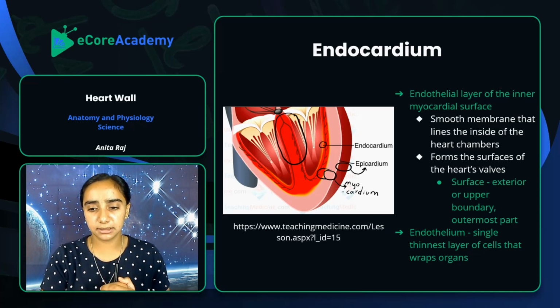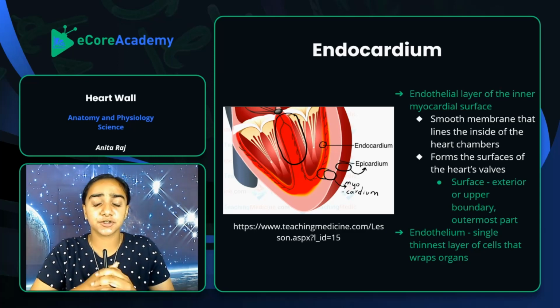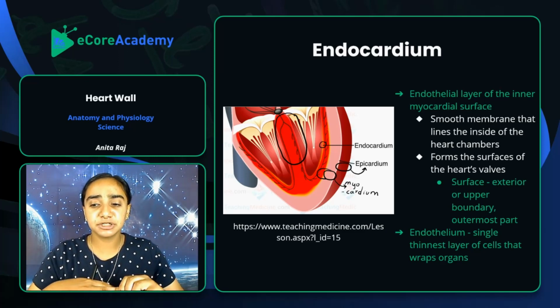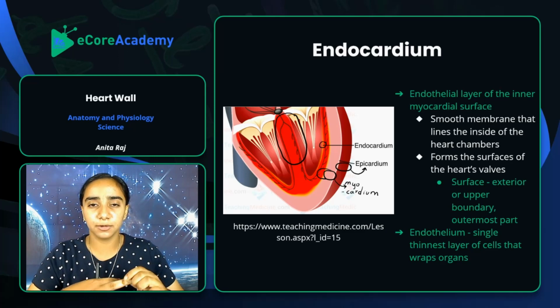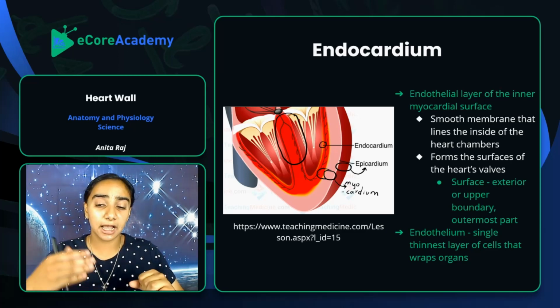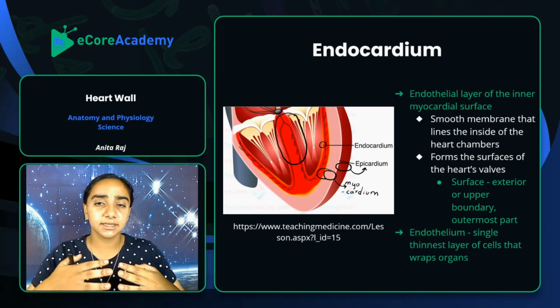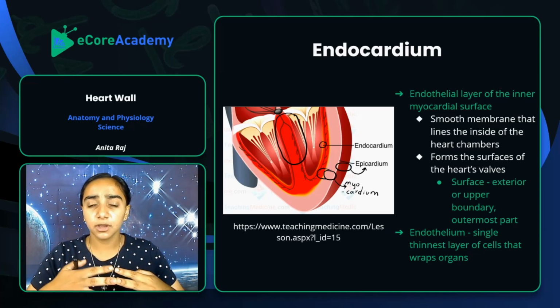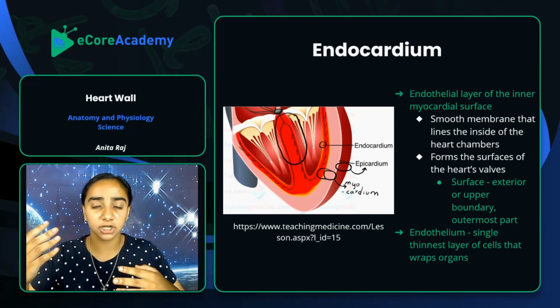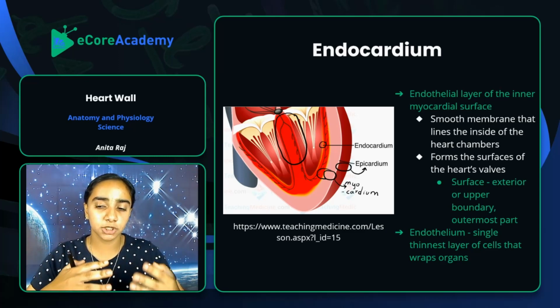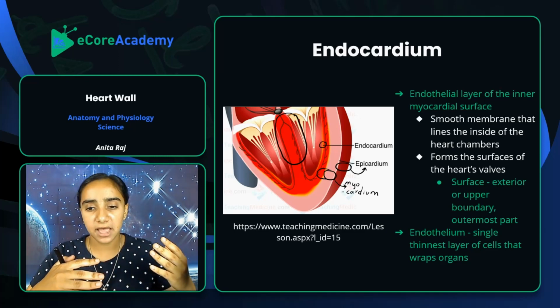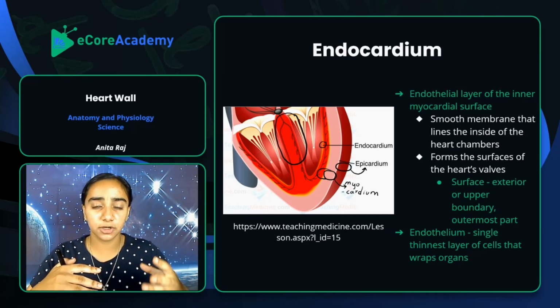So those are the main layers of your endocardium itself. And like a review I've written on the screen, the surface, you're going to see it quite a lot in anatomy. It pretty much means the exterior, upper boundary, outermost part. So if it says outer surface, then it would mean the outer part. If I was saying the outermost surface of the endocardium, that would be the part of the endocardium that is touching the myocardium. If I said the innermost surface of the endocardium, that is your squamous endothelial tissue that opens up into your heart chamber.